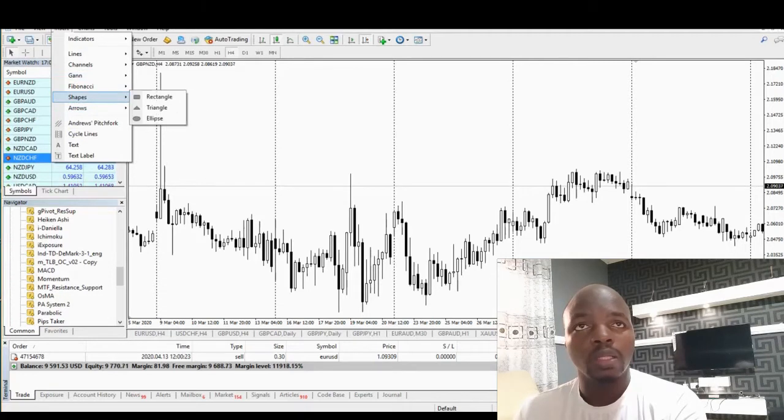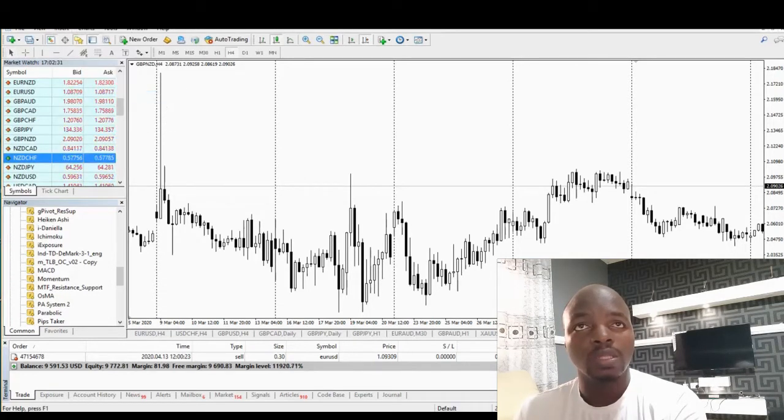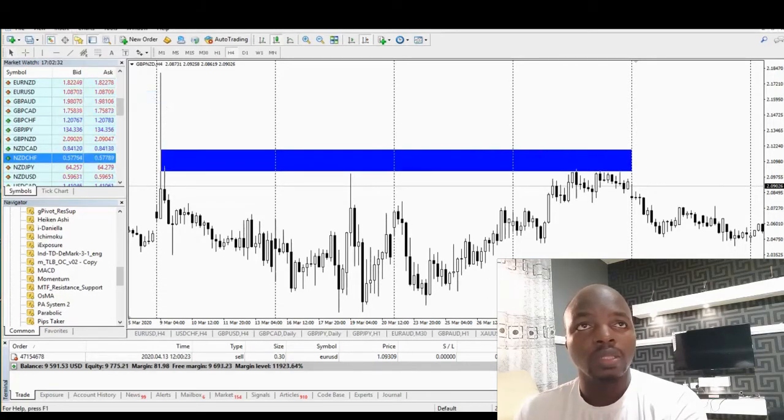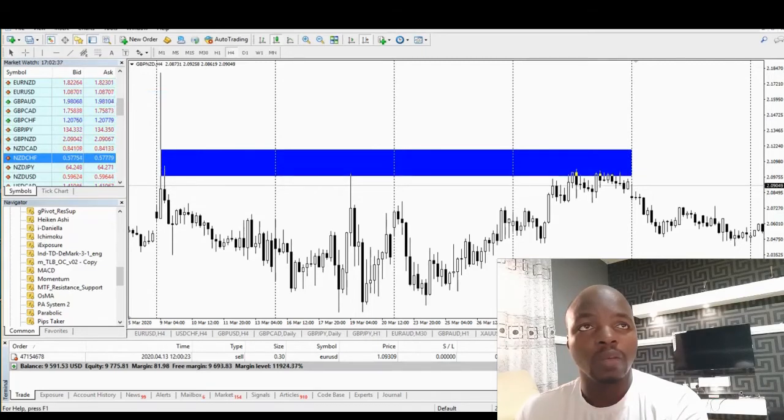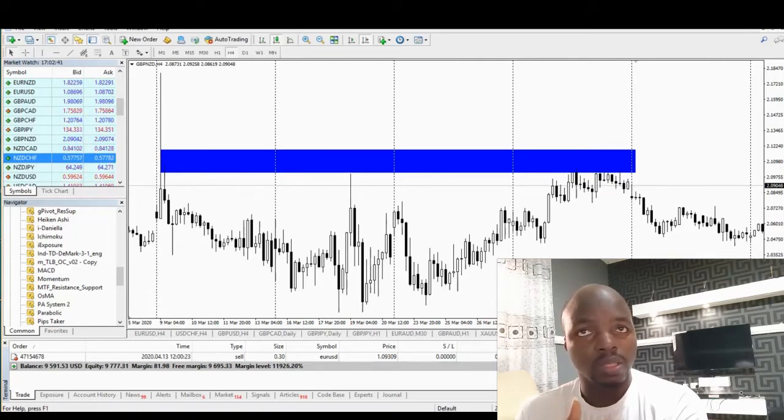In between here, there is a form of resistance. There's a greater resistance here, a foolproof resistance. Price has tested that area a couple of times. Yeah, price broke through it, but just this candle is what I call the FU candle. Pardon my profanity, but this is an FU candle.